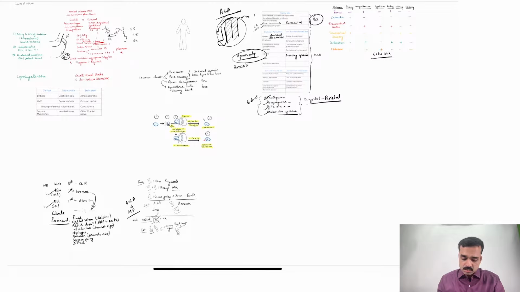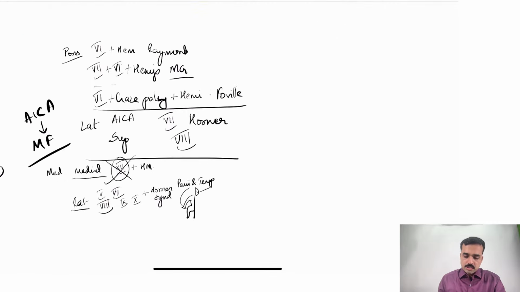Okay, remember the arteries also. The artery occlusion for posterior inferior cerebellar artery syndrome is not PICA. It's actually the vertebral artery. And in case of medial medullary syndrome also, the arteries involved are the branches of the vertebral artery.